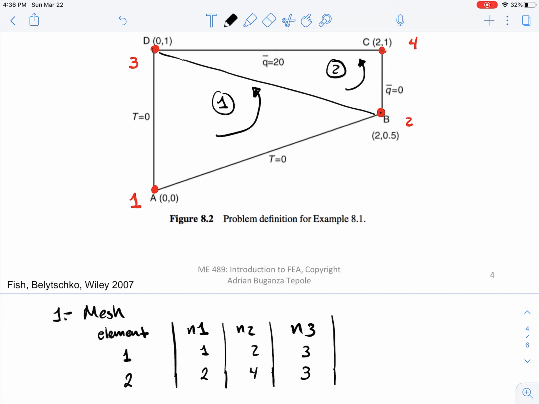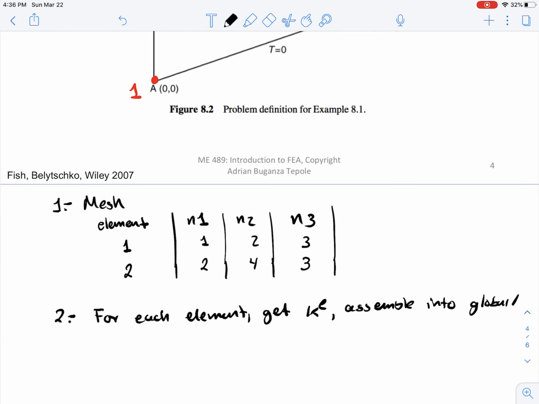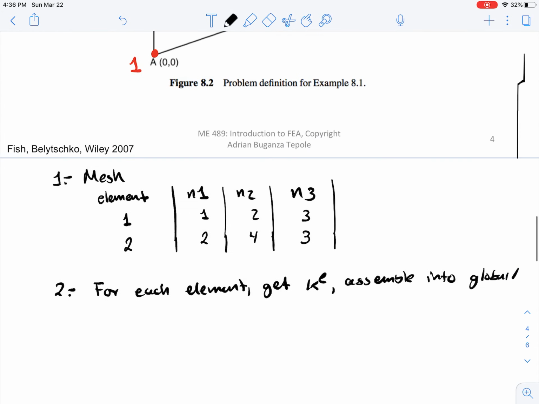That's the first step. Then I'm going to do the same thing that we would do in 1D, for example. Once you have the mesh, the second thing that you would do would be, for each element, get KE and then assemble into the global stiffness matrix. So we begin with element 1.